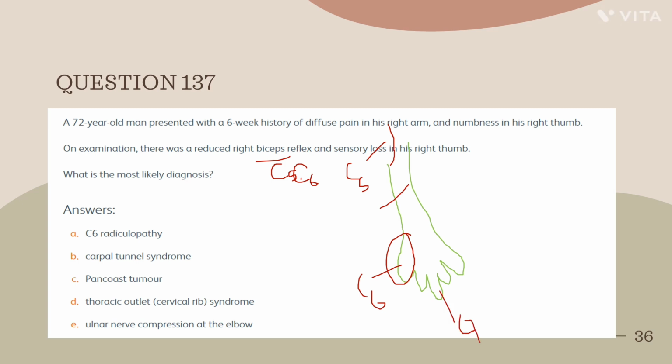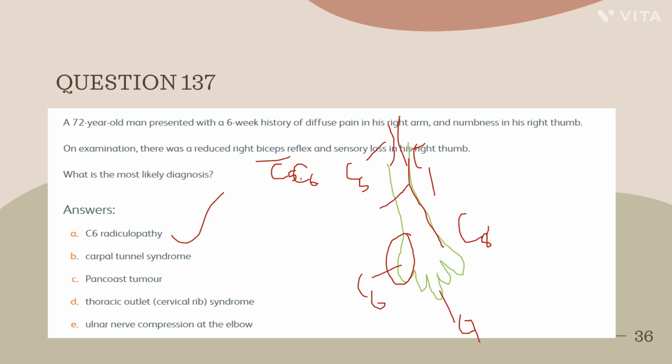The medial part, ulnar side, okay, it is C8. Also your forearm, the medial side. Your arm medial side, it is D1. So here it is C6. We look at the option C6 radiculopathy. That can be because there is pain, there is sensory loss, there is biceps reflexes also lost.